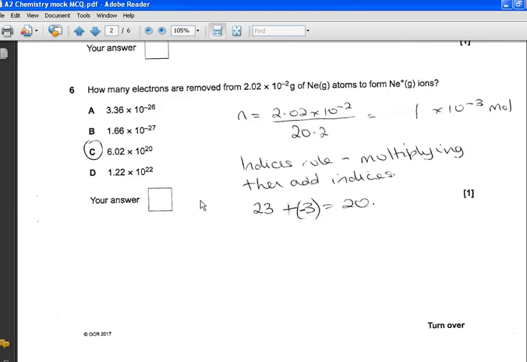How many electrons removed from 2.02 times 10 to the minus 2 grams of neon? Find out how many moles that is. Then you're going to multiply it by 6.02 times 10 to the 23. If you're multiplying, you add the indices, so 23 plus minus 3 equals 20, so your answer is 6.02 times 10 to the 20.